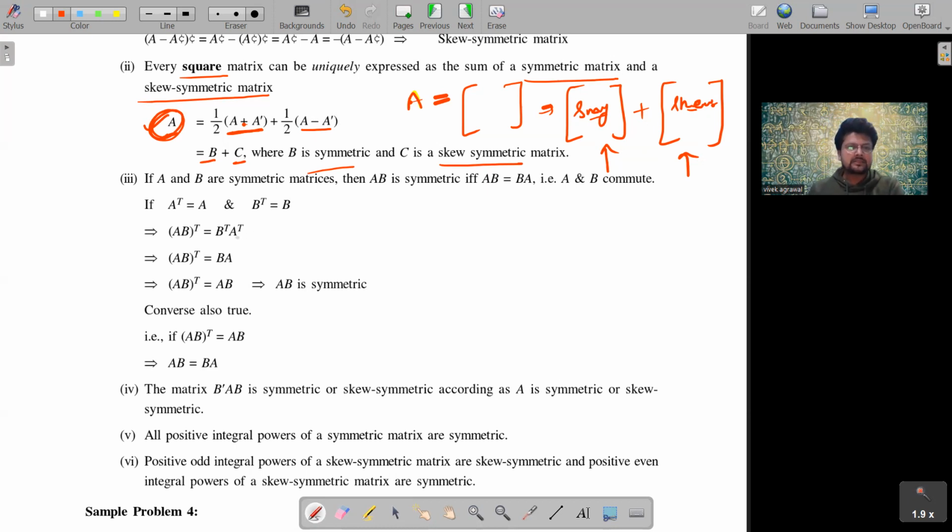Now, let's further talk about this property. If A and B are symmetric matrices, then AB will also be symmetric if AB is equal to BA. What does it say? If A and B are symmetric matrices, AB will also be symmetric if AB equals BA. Simple. This is a property which you can remember as it is. Any doubts in this?